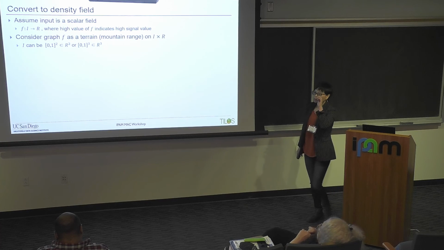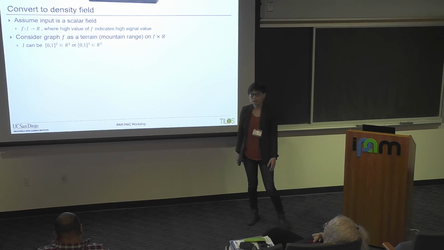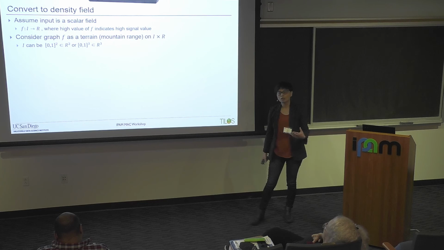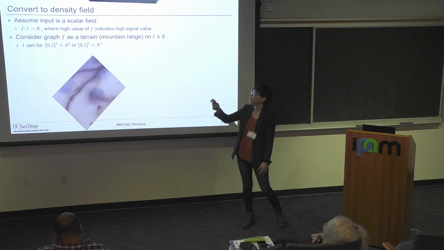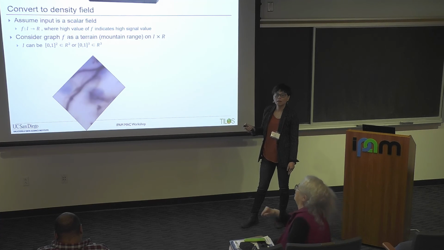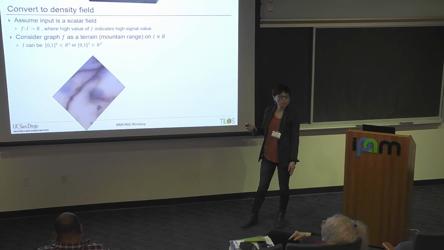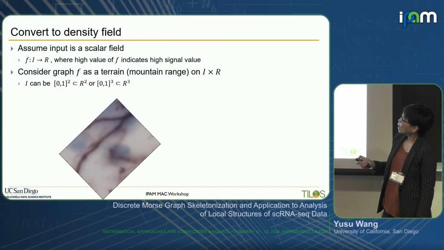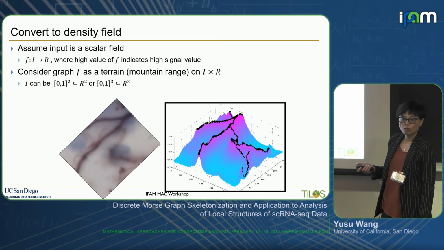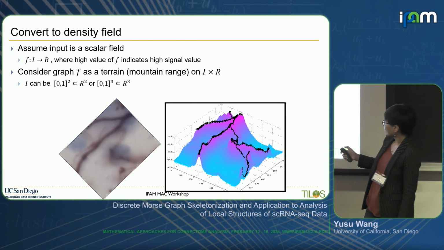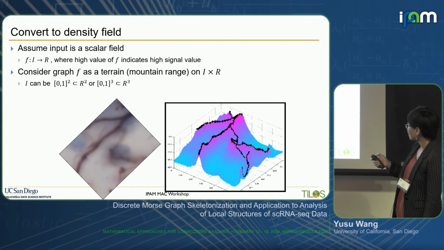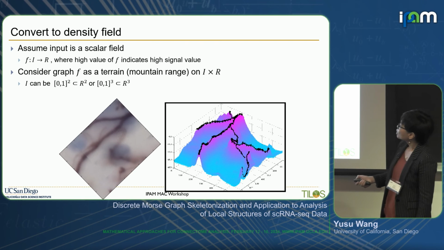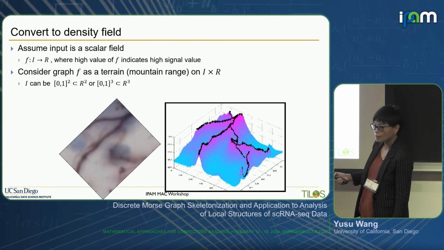So conceptually, here's our first setting, a very simple setting. Let's assume that the input data you give me is already a density field. So I'm given a density field, a function defined over a cube in d-dimensional space. I'm drawing the two-dimensional space, but the same algorithm works for any dimension. Now I can look at the graph of this function. Here you lifted it up, the z direction is the function value. And we want to capture this hidden structure inside.